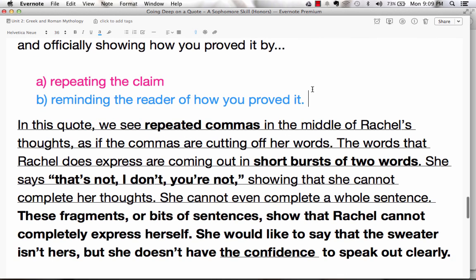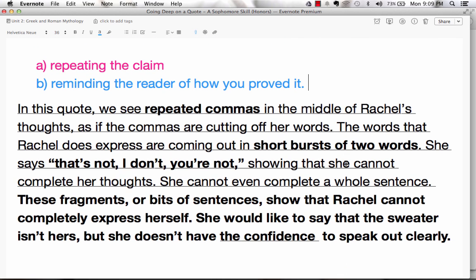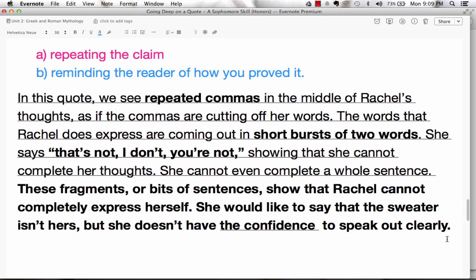So, there we go. Underlined is my close reading, my going deep. Then I have my link. Now I got to do those two things. I got to repeat the claim and remind the reader of how I proved it. Sometimes those two could go in the opposite way. I might remind the reader first and then repeat the claim. So let's try that. I'm going to do it that way.